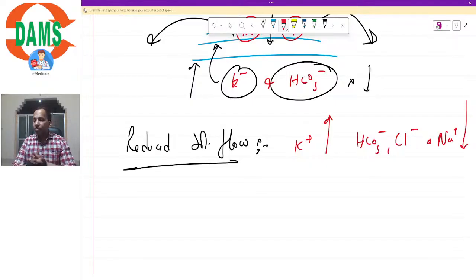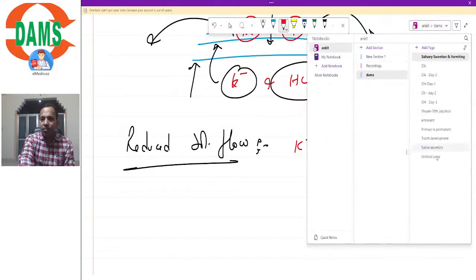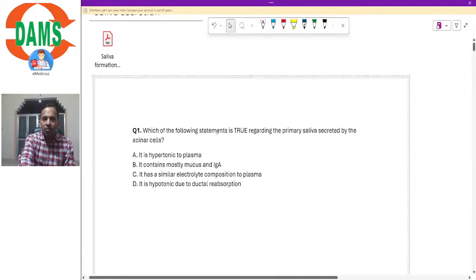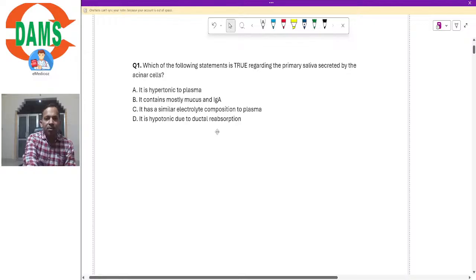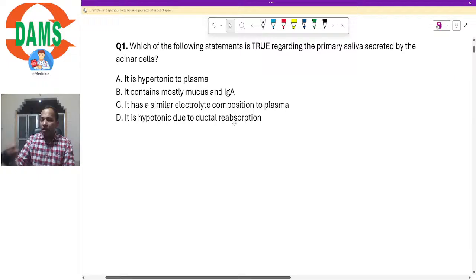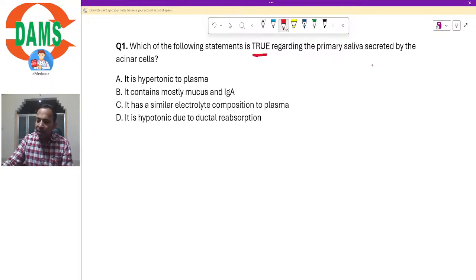Now. If not, then maybe we can solve some MCQs, right? So let's try to solve some MCQs based on the discussion that we just had. Which of the following statements is true regarding the primary saliva secreted by the acinar cells? So Utkarsh, please also try to answer these.